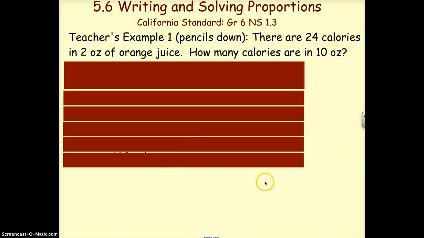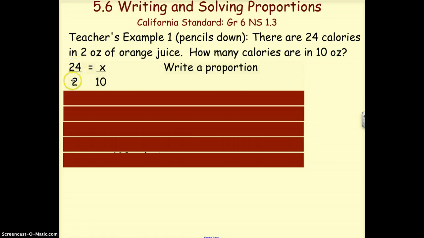Let's take a look at teacher example 1. There are 24 calories in 2 ounces of orange juice. How many calories are in 10 ounces? So we can set up our proportion. 24 over 2 equals x over 10.